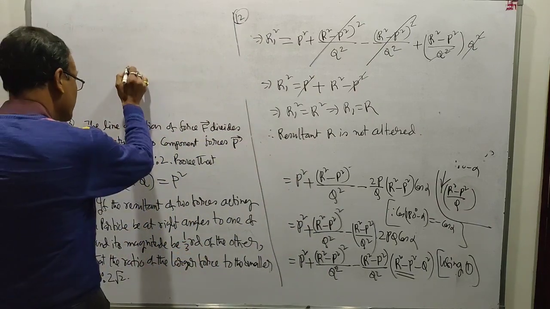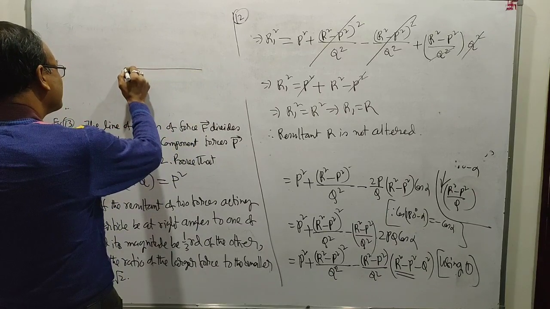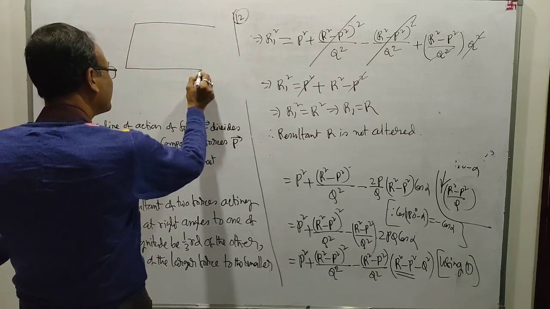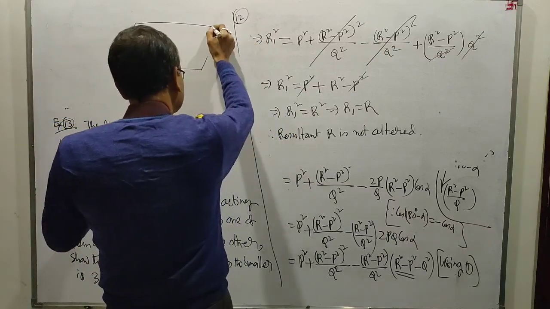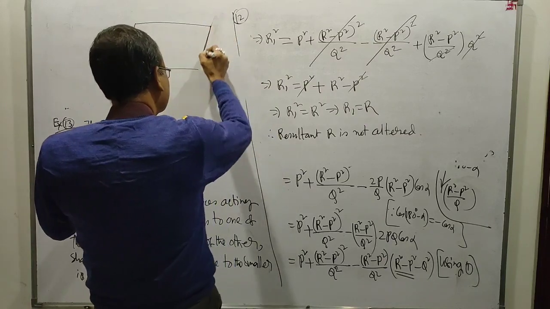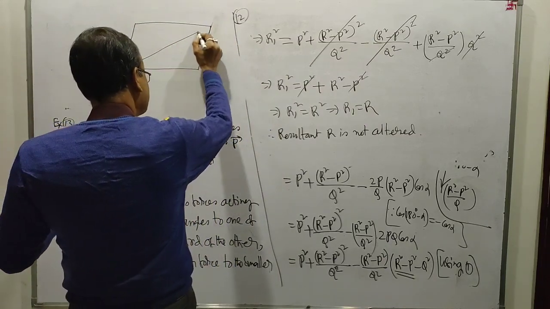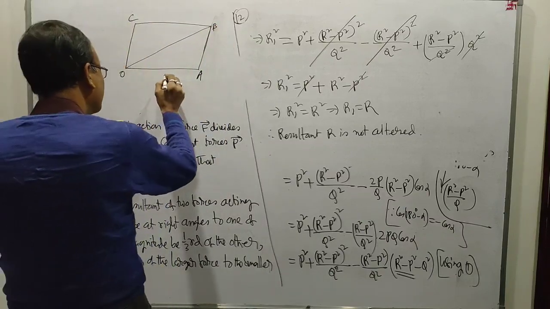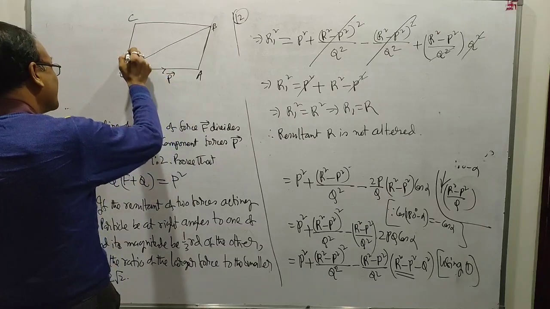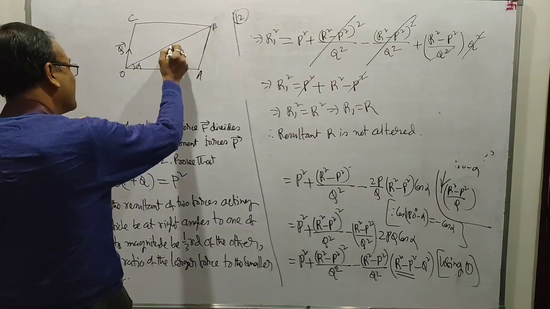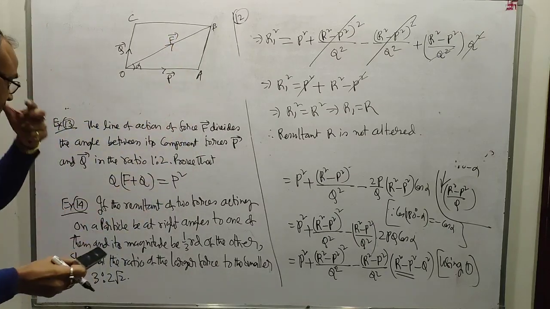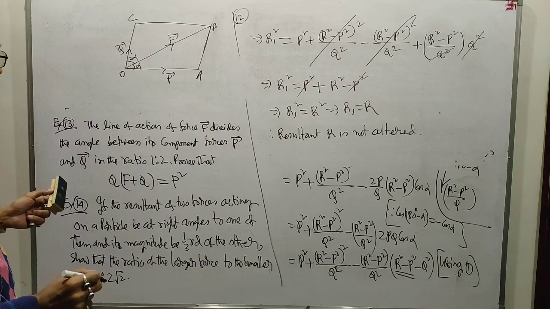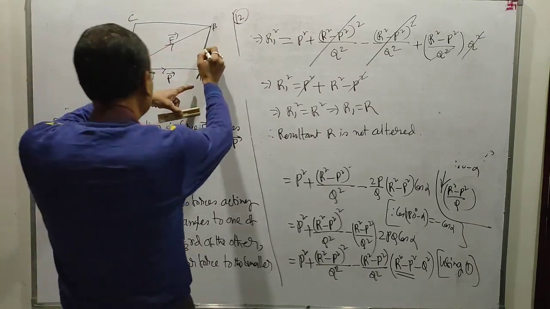Now you see. Suppose this one, I am writing like this. Suppose OABC. This force is P and this force is Q. Suppose this angle is alpha. The resultant is F. It is alpha means this angle will be equal to twice alpha. It is a parallelogram.